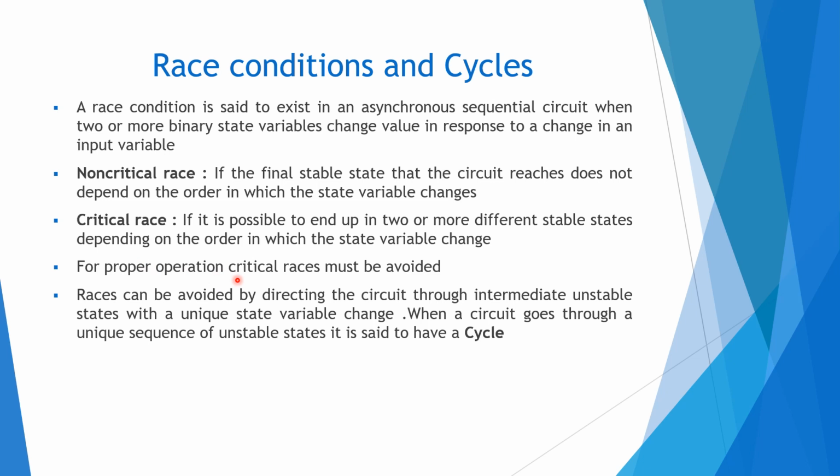So for proper operation critical races must be avoided, but non-critical races may be present in the circuit. The races can be avoided by directing the circuit through intermediate unstable states. So there is some stable state chain, and between that if we insert some intermediate unstable state, then the circuit is said to have a cycle. So when a circuit goes through a unique sequence of unstable states, then it is said to have a cycle. So that is called a cycle.